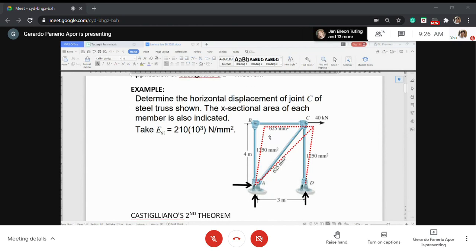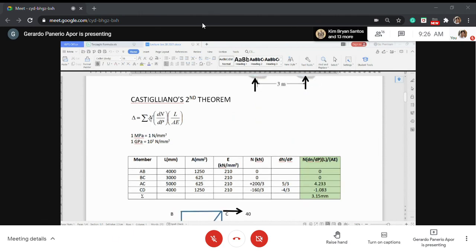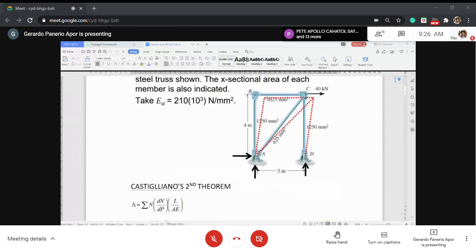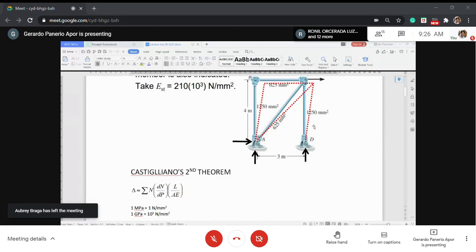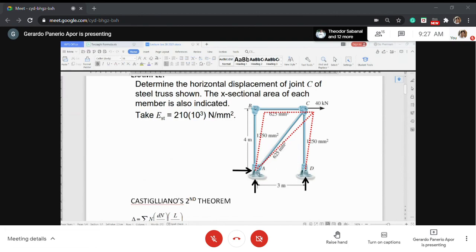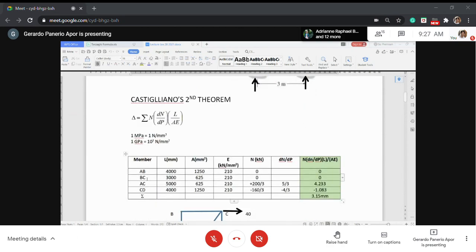Okay. So using Castigliano's theorem, this is the formula. The deflection is the summation to n of N times the derivative of N with respect to P, times L over AE. The big letter N is the axial force of all the members here. That's why it's a summation. Summation of N is the axial forces of all the members. Like here, you have four members, namely AB, BC, AC, and CD.